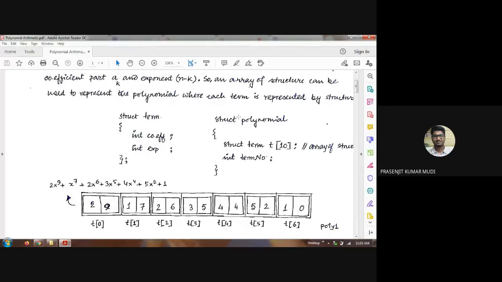Shortly coming. So struct term. Each term, we are considering each term as a structure, and the structure consists of two parts, coefficient and exponent. So int coefficient, int exp. You can also take the coefficient as a float, no problem.